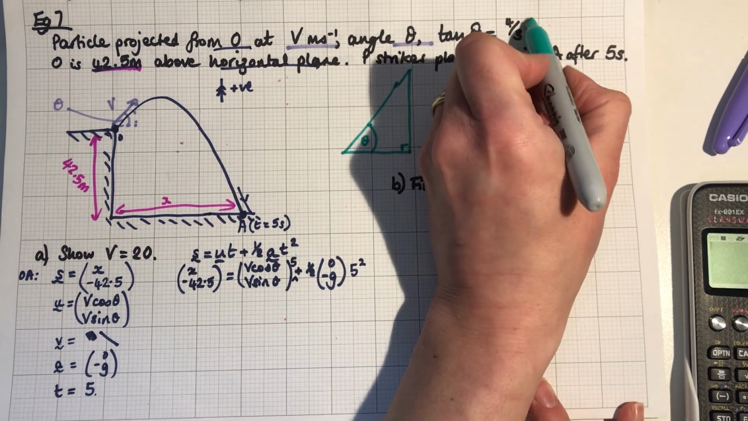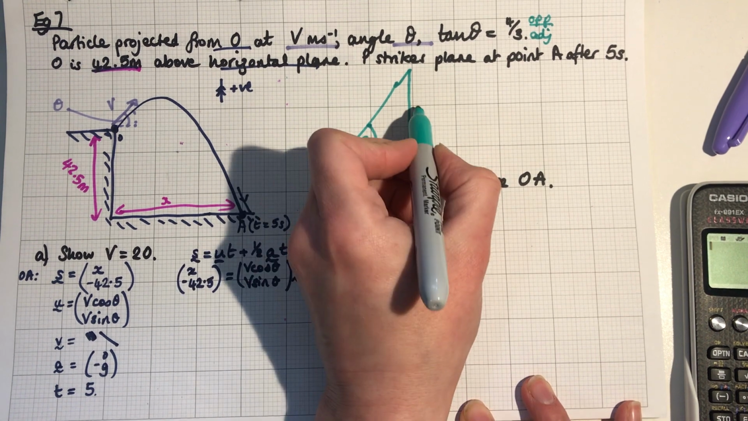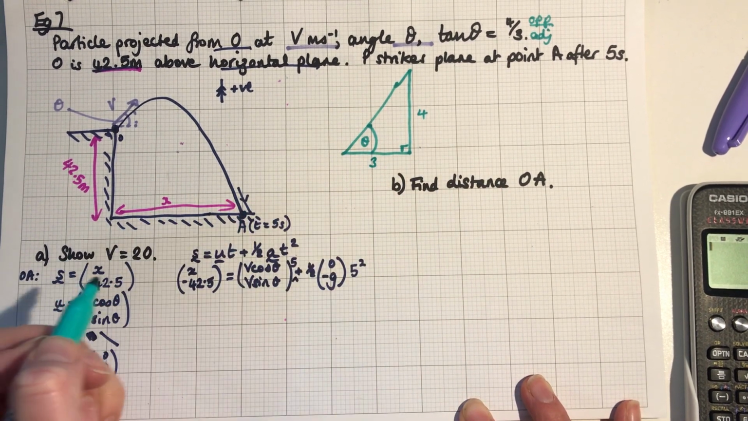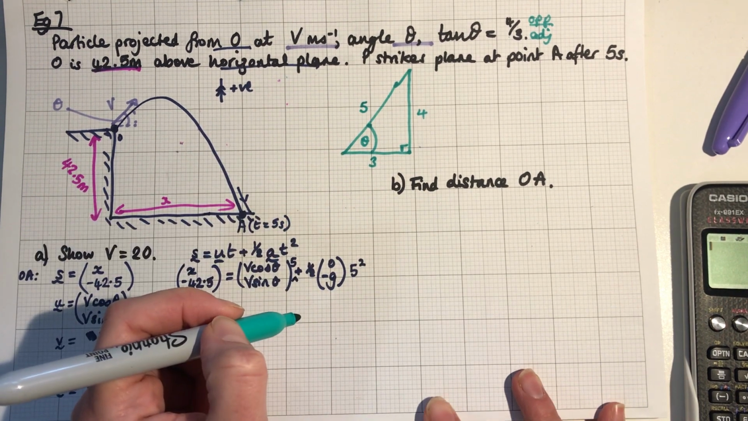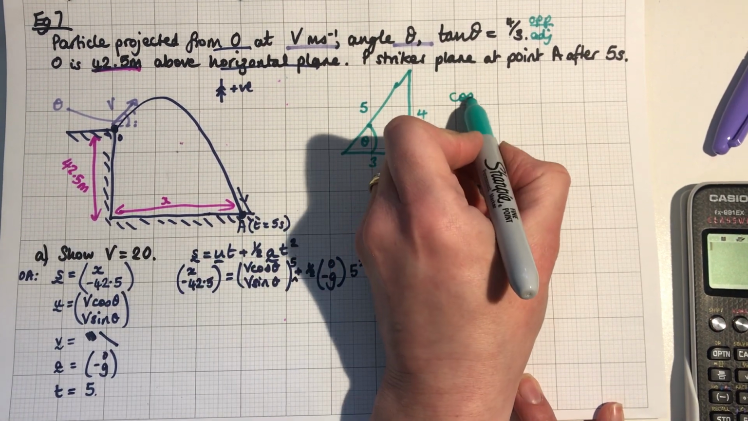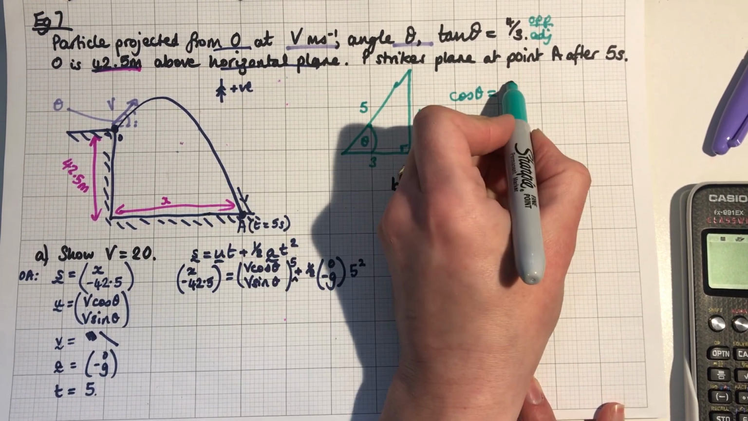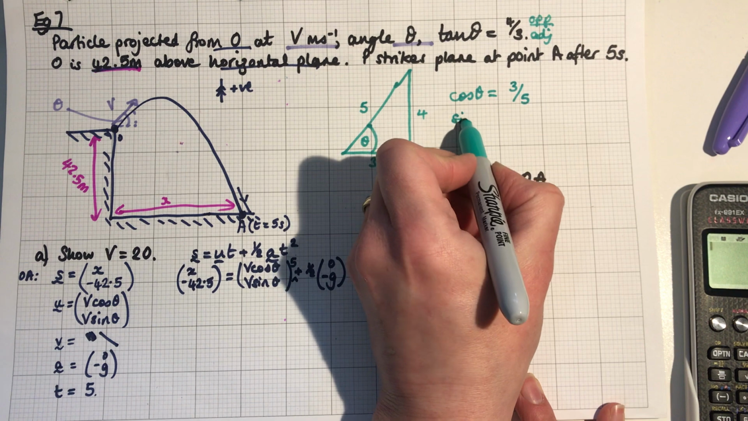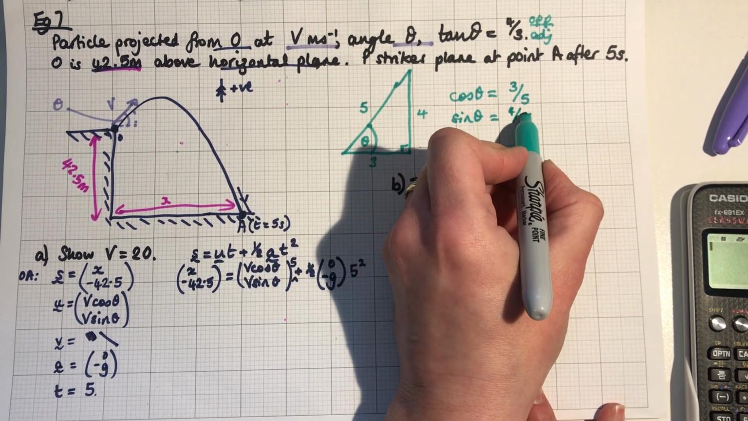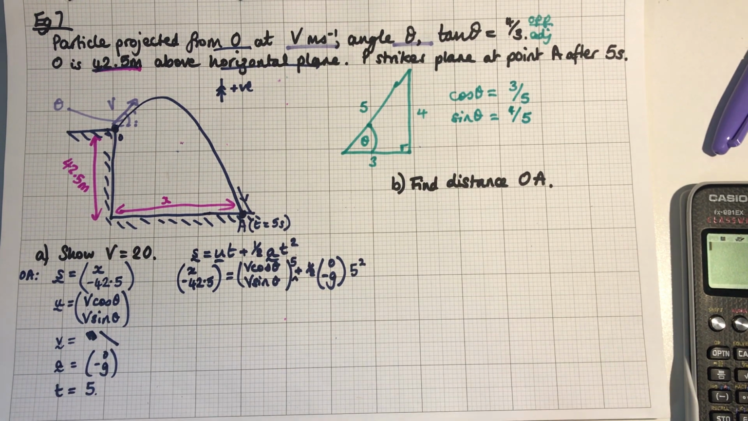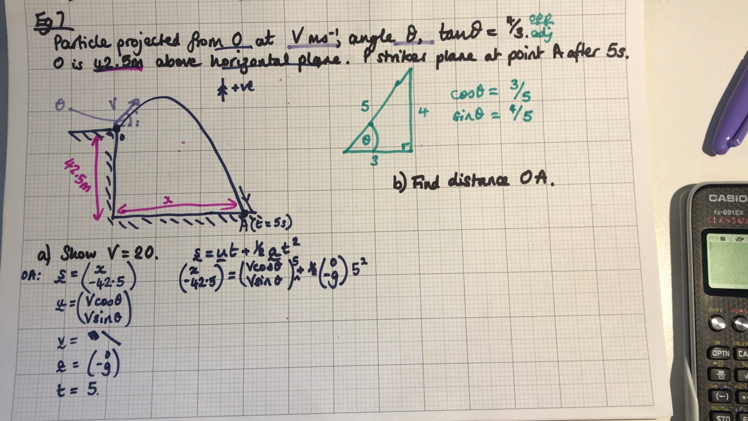Tan theta is opposite over adjacent. So we know that the opposite is 4 and the adjacent is 3 in this triangle. Using Pythagoras, 3 squared and 4 squared, this gives us 5 here. So from this I can write down what cos theta is, because cos theta is adjacent over hypotenuse, so that's 3/5. And sine theta is opposite over hypotenuse, so that's 4/5. So that means down here I can plug in the actual values of 3/5 and 4/5 for those.